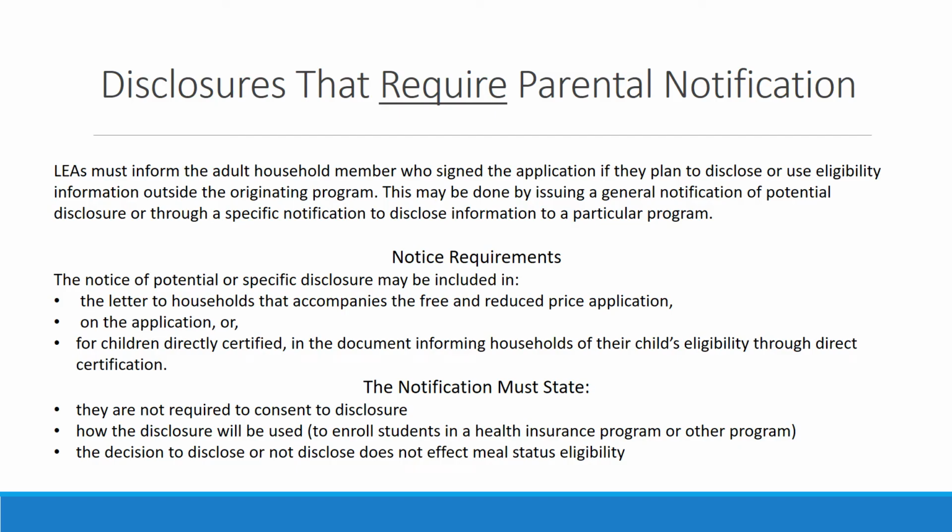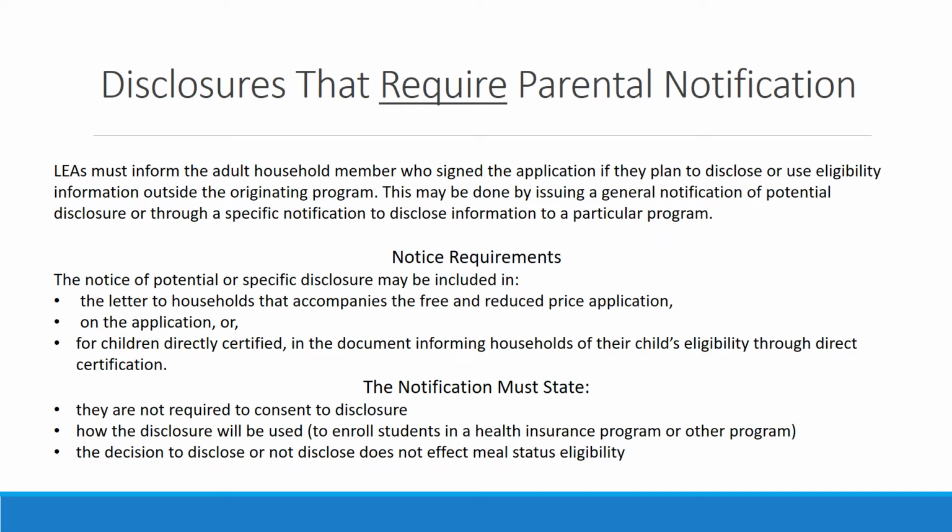Disclosures that require parental notification. LEAs must inform the adult household member who signed the application if they plan to disclose or use eligibility information outside the originating program. This may be done by issuing a general notification of potential disclosure or through a specific notification to disclose information to a particular program.